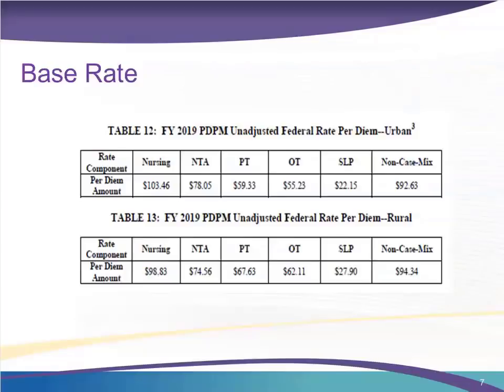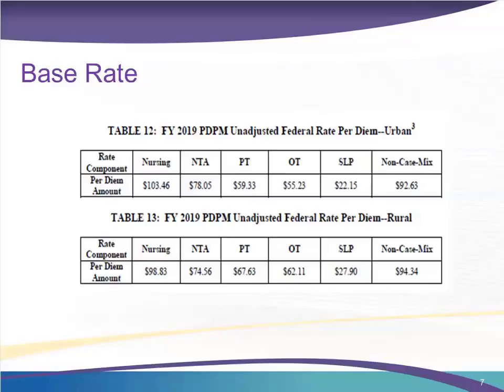I pulled this from the final rule that came out July 31st of last year, and this represents rural and urban rates, and your rate will not change. This is your base rate that you will be receiving, and again, depending on where you are in the country, and there are some other factors, that's going to be your base rate for the PT and the OT components. So for example, if you're an urban facility, the PT base rate is $59.33, and OT is $55.23.